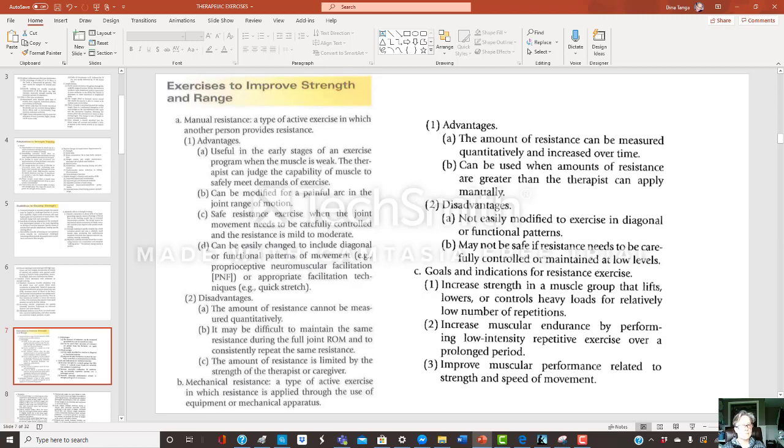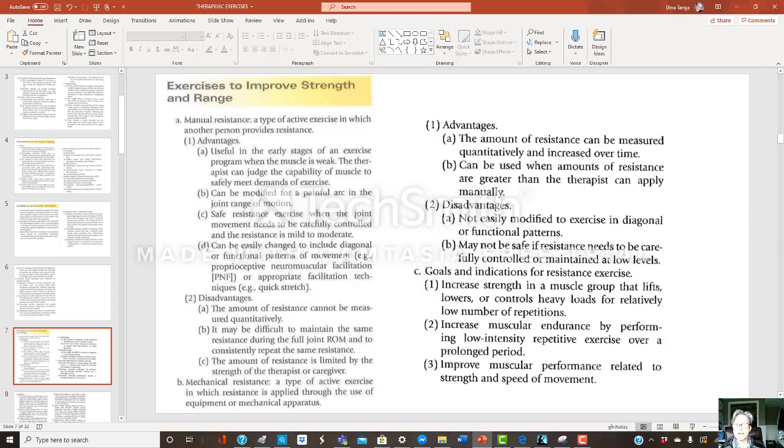B. Mechanical resistance, a type of active exercise in which resistance is applied through the use of equipment or mechanical apparatus. Advantages. The amount of resistance can be measured quantitatively and increased over time. Can be used when amounts of resistance are greater than the therapist can apply manually.